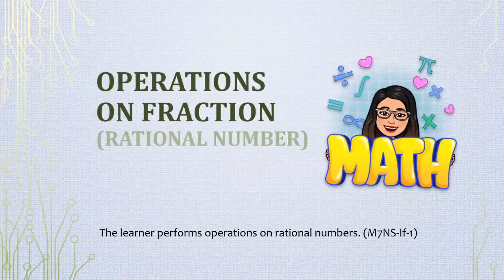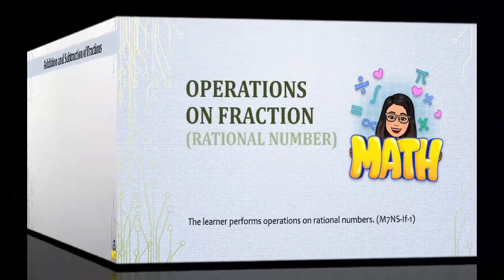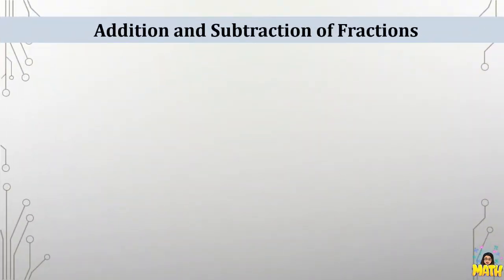At the end of this video lesson, the learner will be able to perform the operations on rational numbers, specifically on fractions. Again, when we say rational numbers, these are numbers that can be written in the form a over b, or as a fraction, wherein the denominator should not be equal to 0.